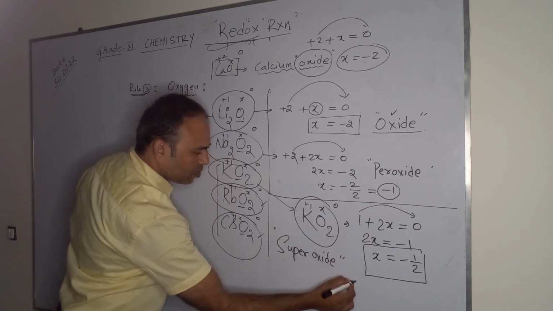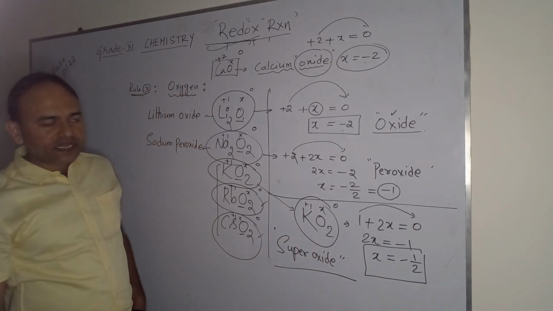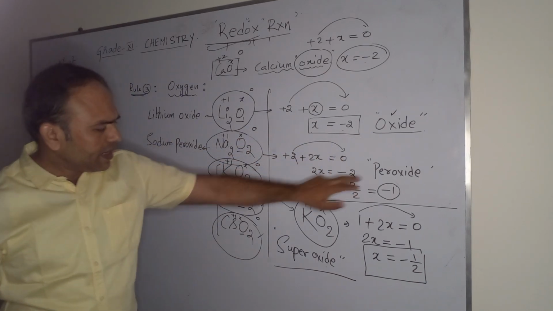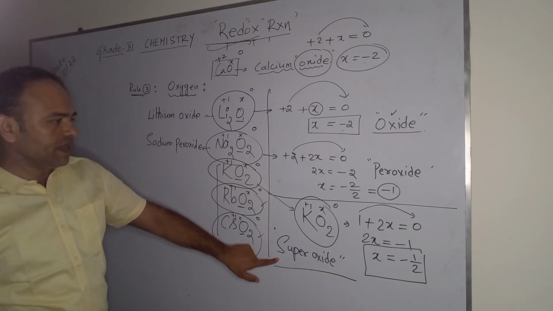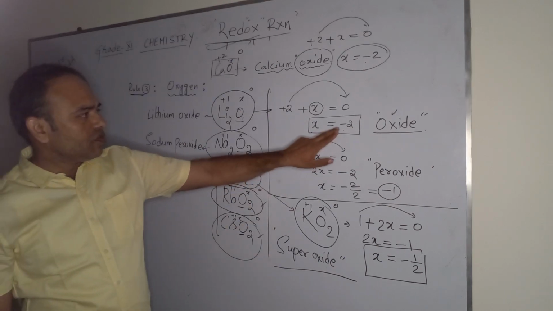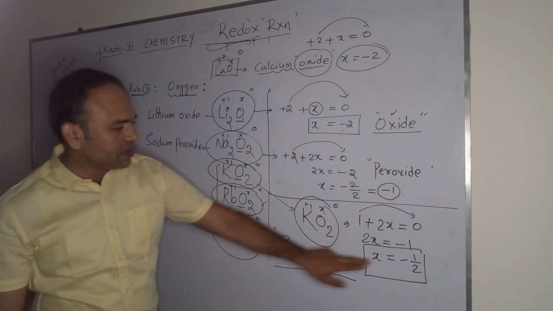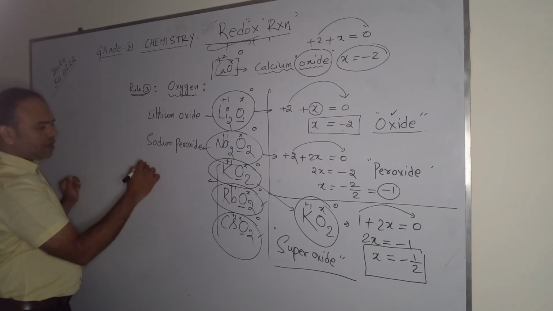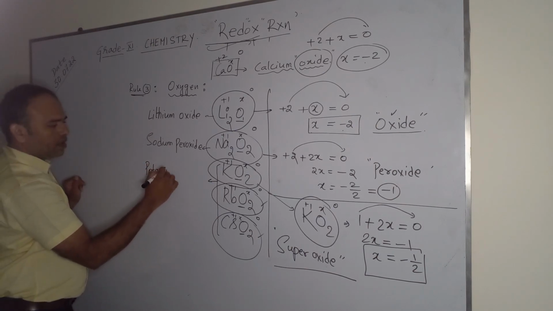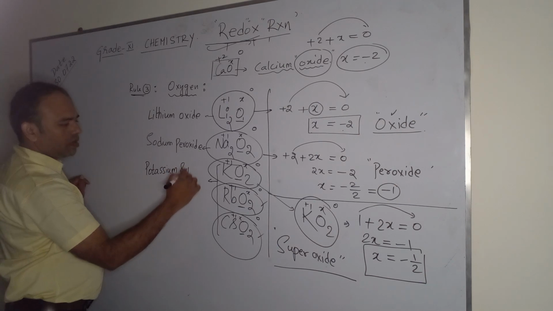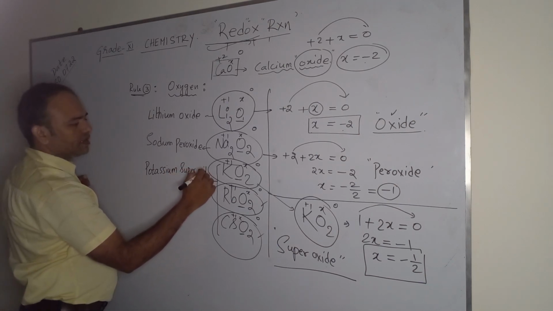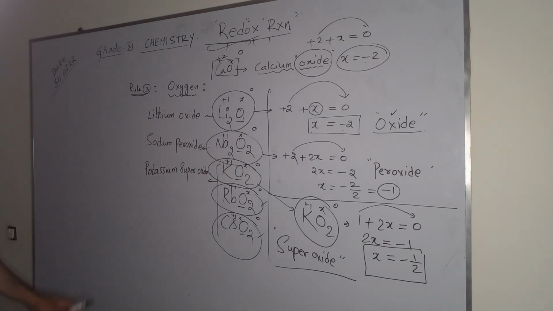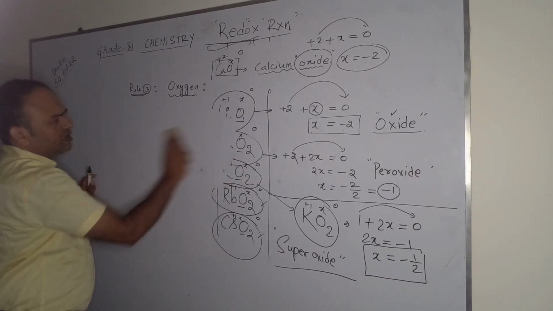So I am explaining to you the 3 important oxidation states of oxygen. First one is oxide, second one is peroxide, third one is superoxide. What is the difference? -2 is oxide, -1 is peroxide, -1/2 is superoxide. One example we can take is potassium superoxide. So hope you have understood the 3 types. Now next, what are the other oxidation states?